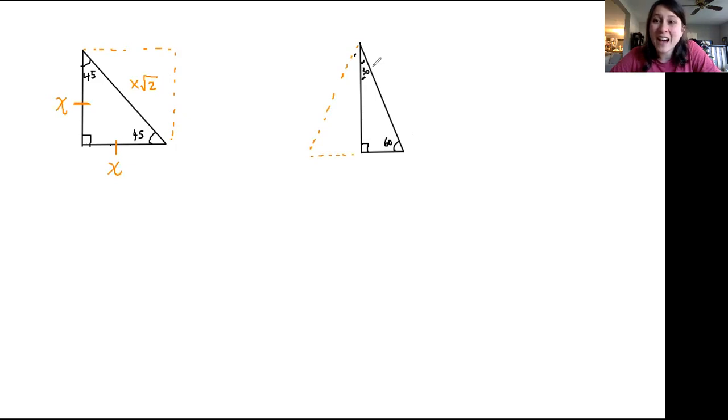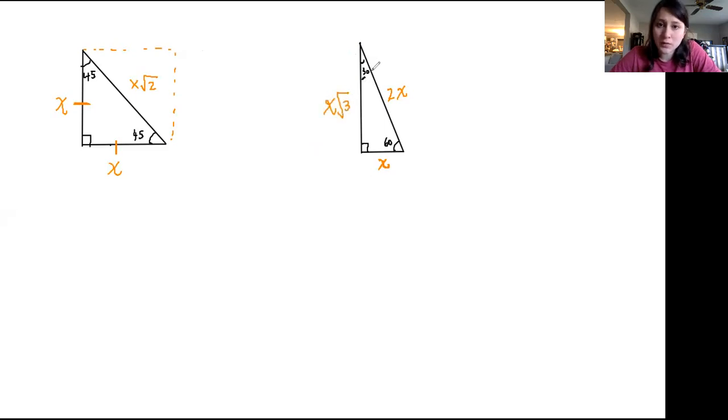Now, if we review our 30, 60, 90, we remember that our 30, 60, 90 triangle is half of an equilateral triangle, which means all three sides technically are congruent. And so that tells me that if I have this little base here as x, that means this little side here would be x. And so if all three sides are congruent, that means this hypotenuse here would be 2x. And now we're left with figuring out the height here.